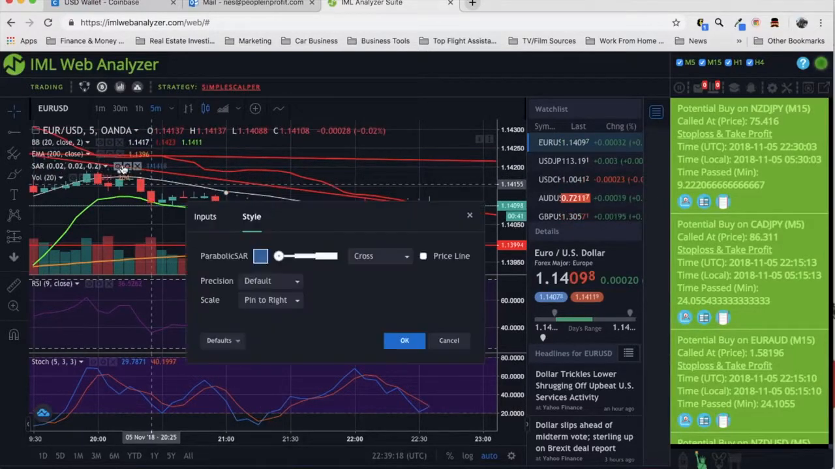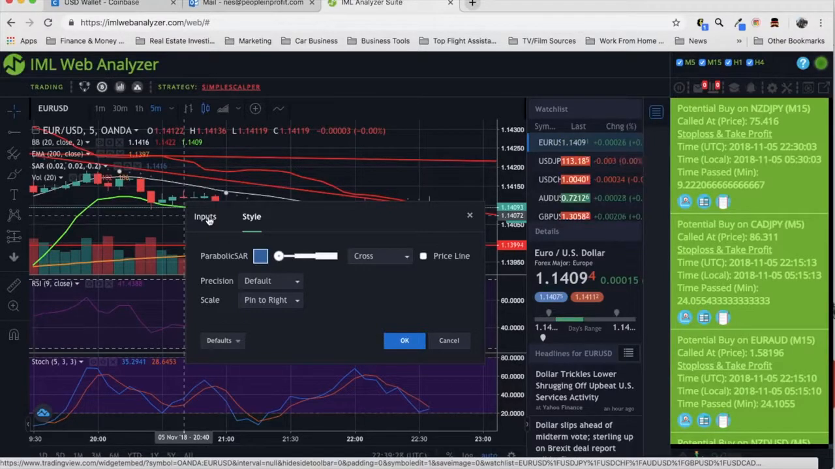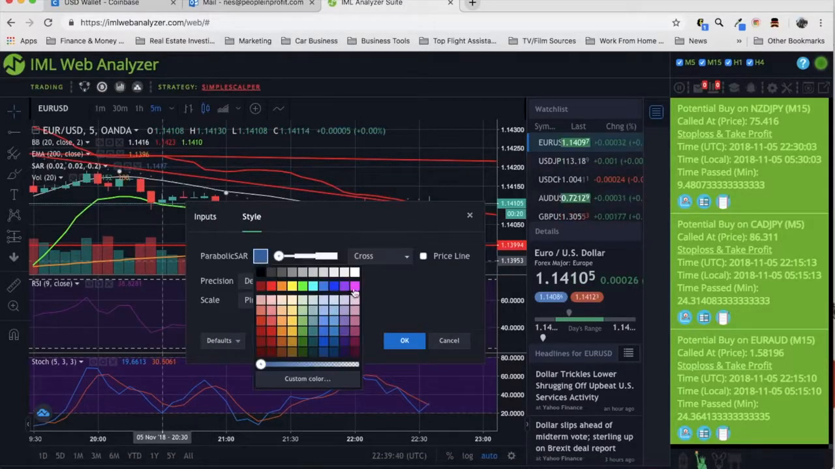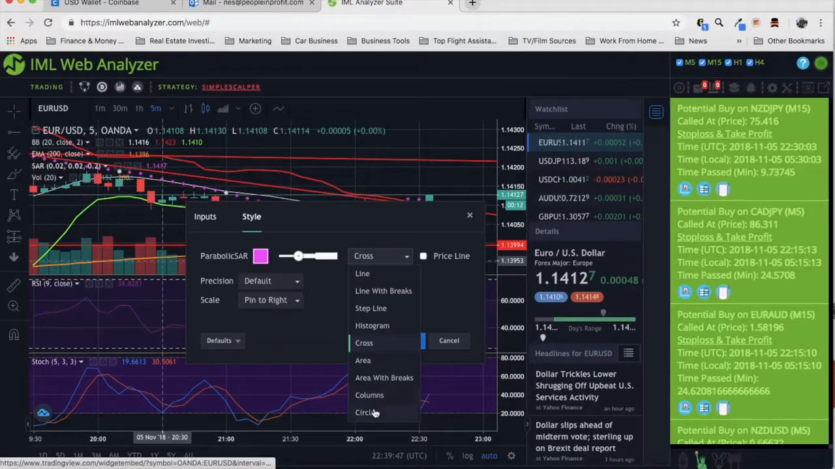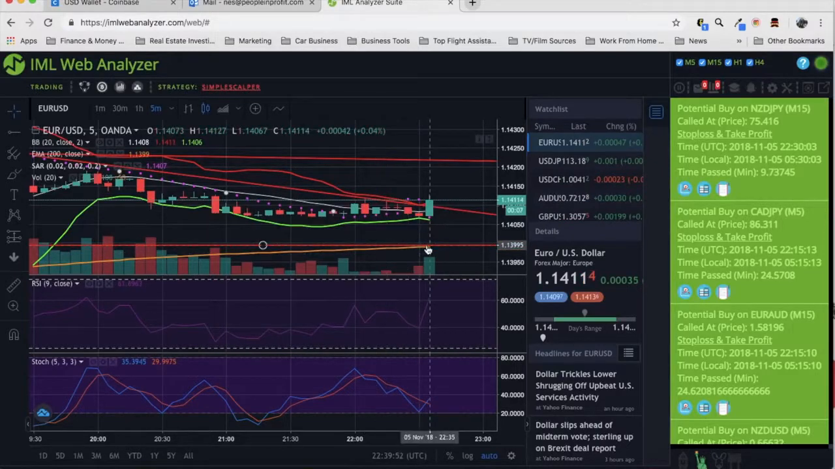Now, on the parabolic here, the parabolic SAR, you can look at it like a broken miniature trend line. If you see the parabolic dots above price, it is indicating a downtrend. If you see the parabolic dots below price, it is indicating an uptrend. So what I'm going to do, I'm going to keep the inputs the same, but I am going to switch the style. I'm going to switch over the color so that way I can see a little better. Make it a little thicker, and I'm going to switch this from cross to circles. Okay, click OK, and we're good to go there.